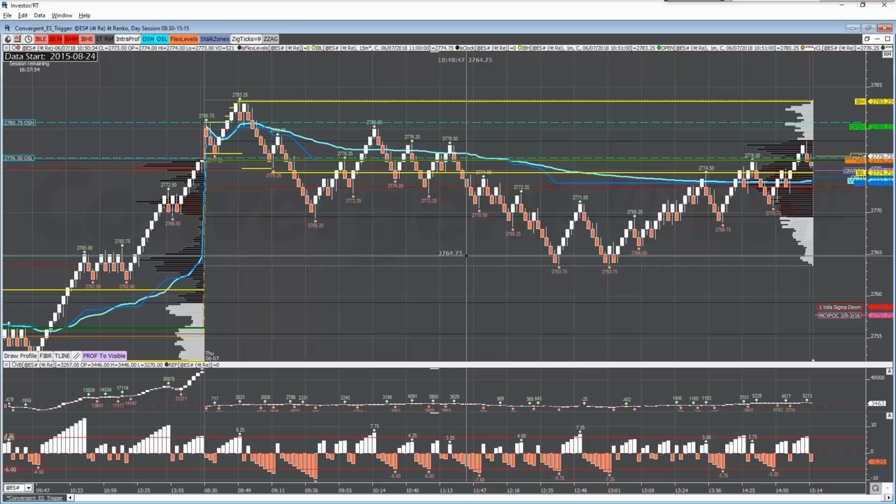Okay, and in fact, in the Convergent chat room, that's what I said. Hey, caution if you're getting short, because of the kind of move that we had up. So those are the other clues. Where are we versus value if we're opening in range? Where are we versus the most recent trading range or the microcomposite?